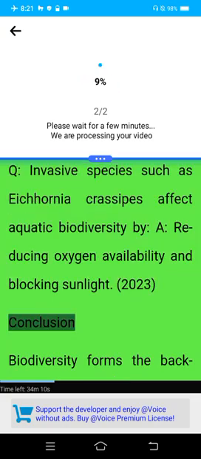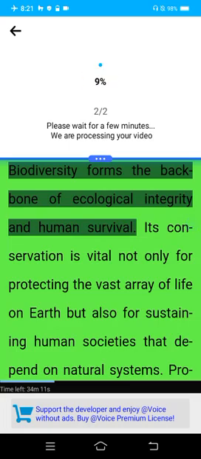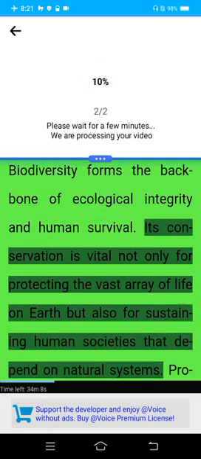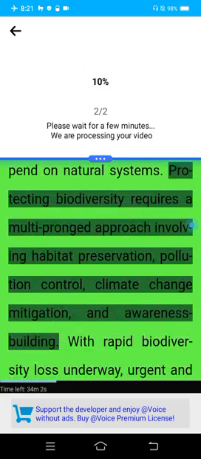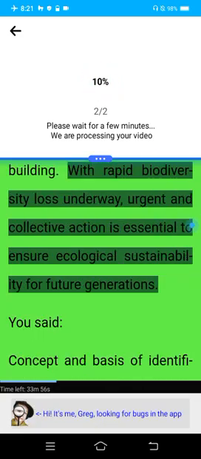2023. Conclusion. Biodiversity forms the backbone of ecological integrity and human survival. Its conservation is vital not only for protecting the vast array of life on Earth but also for sustaining human societies that depend on natural systems. Protecting biodiversity requires a multi-pronged approach involving habitat preservation, pollution control, climate change mitigation, and awareness building. With rapid biodiversity loss underway, urgent and collective action is essential to ensure ecological sustainability for future generations.